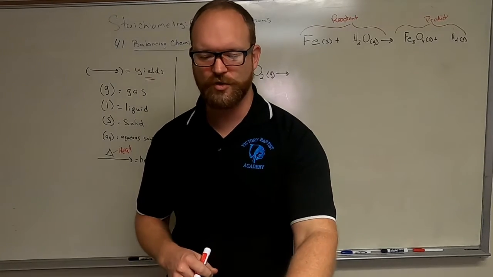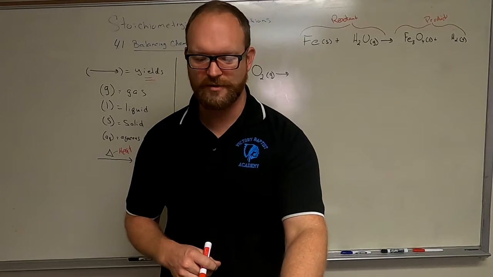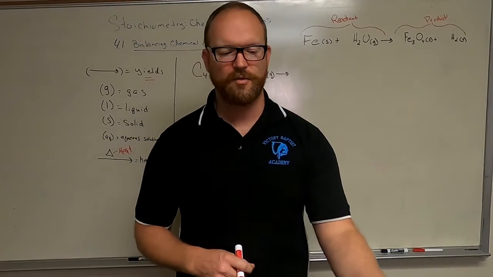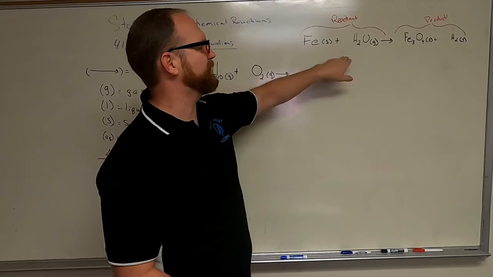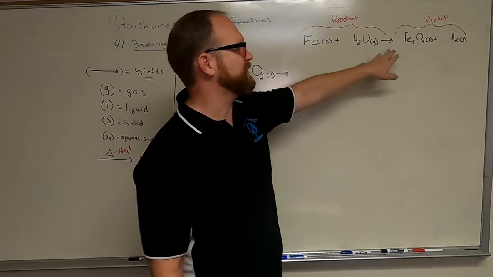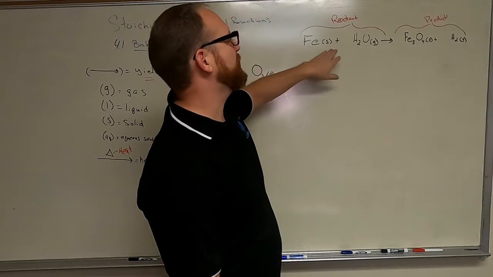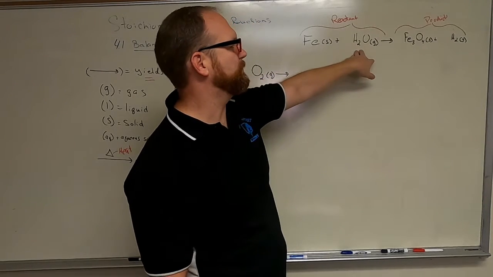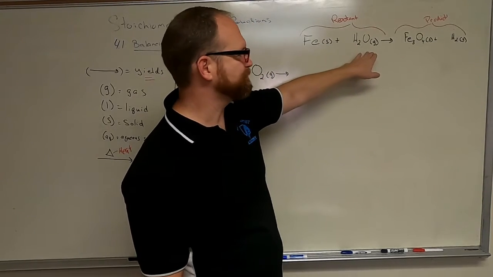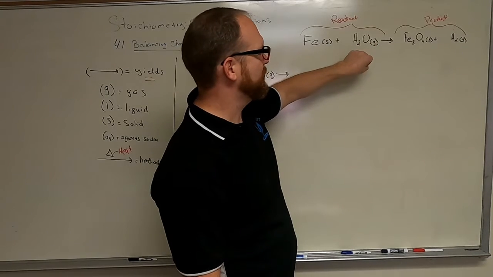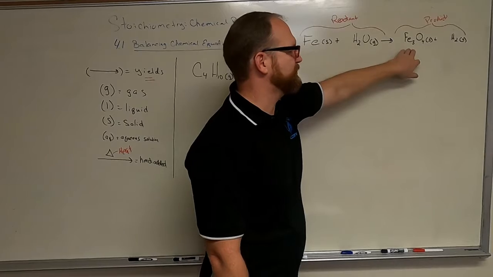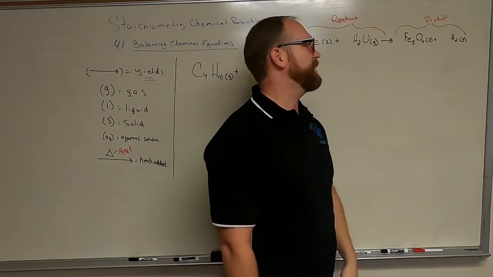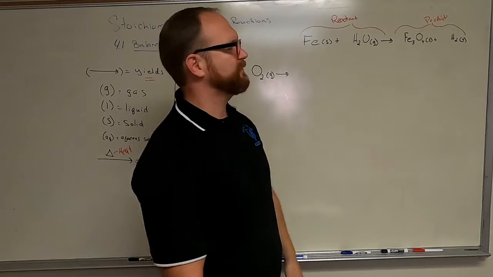Number 1, it says write the correct formulas for the products and reactants on the appropriate side of the arrow. And we already have that done for us right now. We have Fe solid plus H2O gas is going to yield, or iron solid plus water in a gaseous state, or maybe what we may say a vapor, is going to yield iron oxide plus H2 or hydrogen gas.